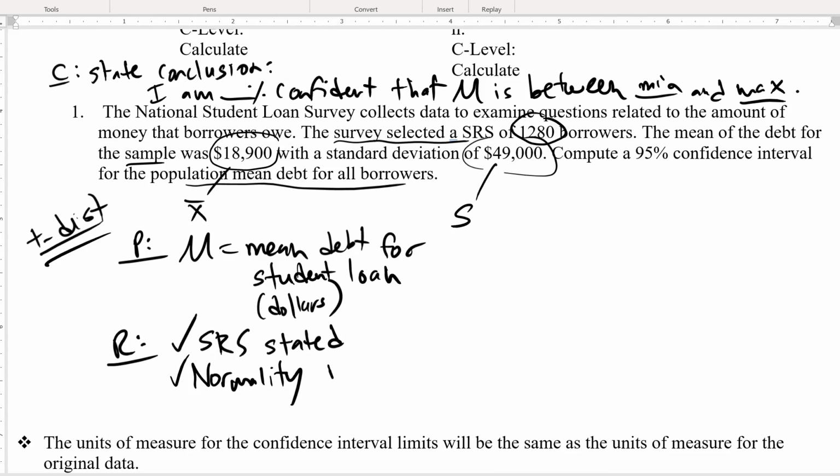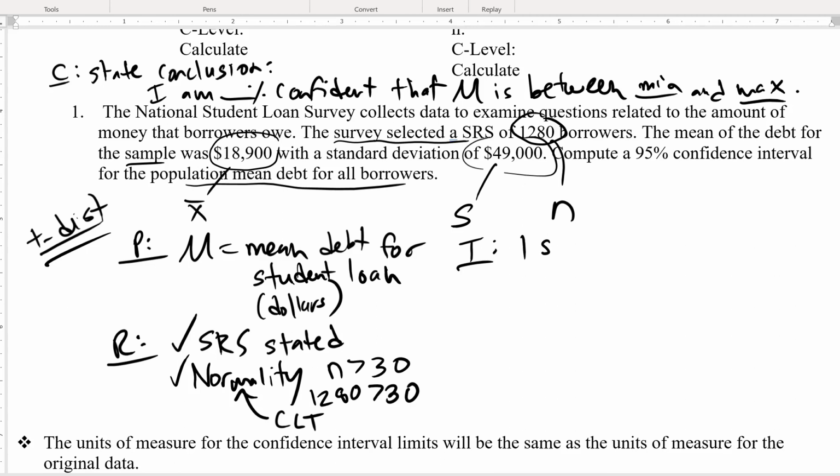Well, what's our sample size? It needs to be bigger than 30. Well, we have 1,280 borrowers. 1,280 is way more than 30. So the central limit theorem kicks in. We've got normality. T, what test are we going to run? It's called a one sample T interval.